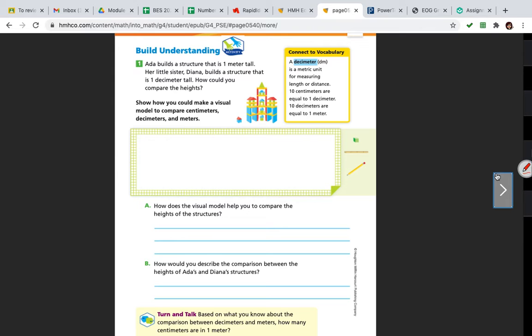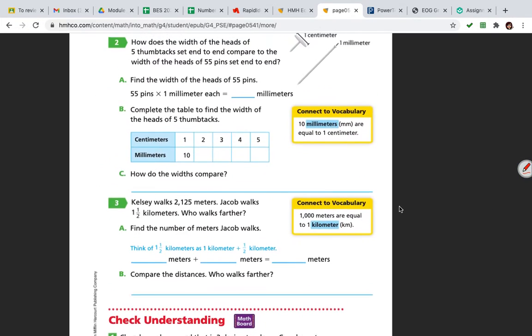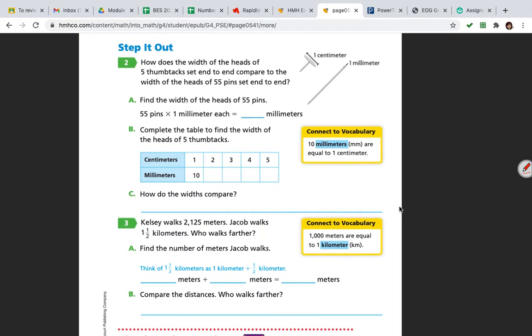On the next page, now we're looking at millimeters and kilometers. A millimeter is tiny, tiny, tiny. It takes 10 millimeters to make up a centimeter. So if you were looking at a ruler, it's really, really tiny lines.